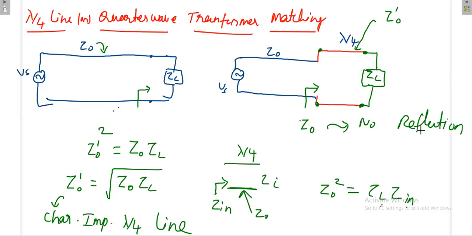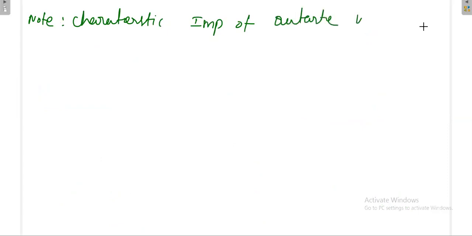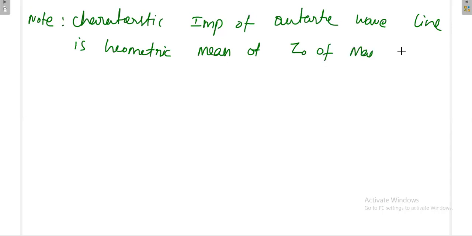Understood or not? Anybody? Okay. So note: the characteristic impedance of the quarter wave line that you are introducing is the geometric mean of Z naught of the main transmission line and ZL.